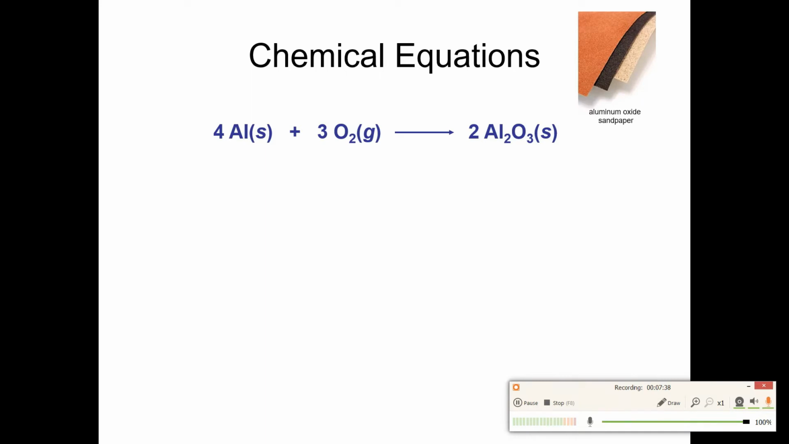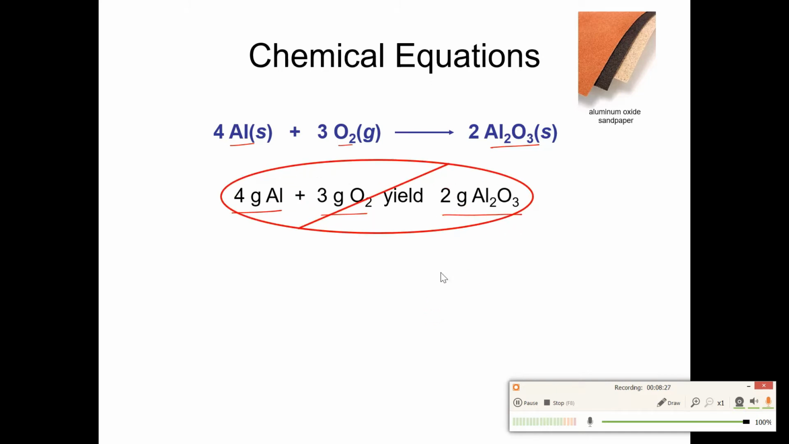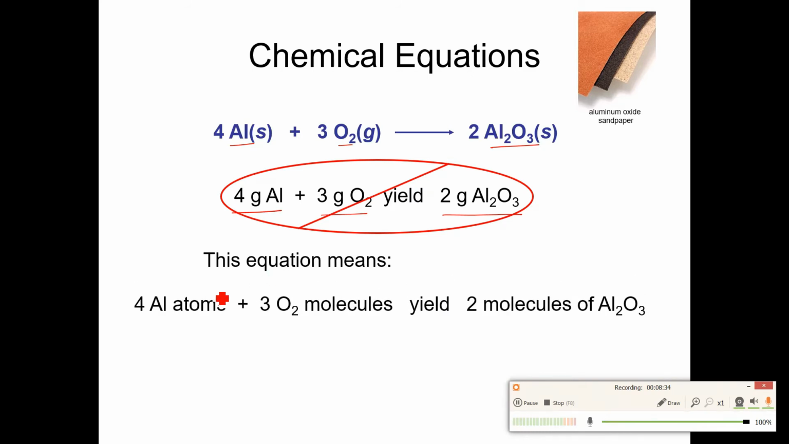Whenever a chemical reaction like this is written, when aluminium reacts with oxygen to give aluminium oxide, what does this reaction actually mean? Does it mean that 4 grams of aluminium reacts with 3 grams of oxygen to give 2 grams of aluminium oxide? Or what does that mean? That is actually a wrong meaning. This equation actually means that 4 aluminium atoms react with 3 oxygen molecules and they yield 2 molecules of aluminium oxide.